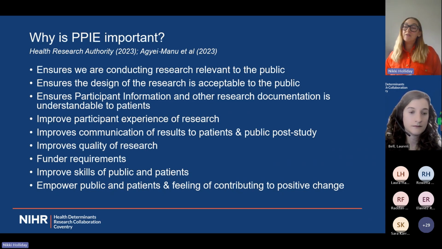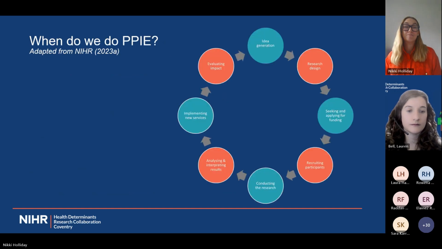It can also improve the skills of public and patients. So as well as just engaging with them to get feedback on how you're carrying out your research, you can actually improve their skills and upskill them and educate them about the research process. And most importantly, I think it empowers the public and patients, giving them a feeling of contributing to hopefully positive change. And that positive change is more likely if we involve patients in our research journey.